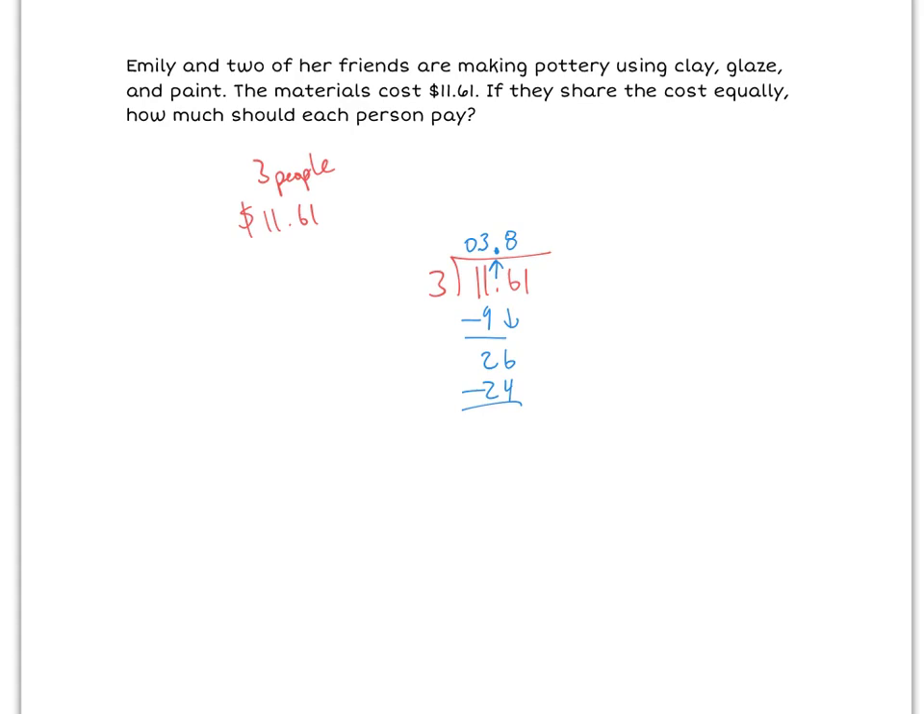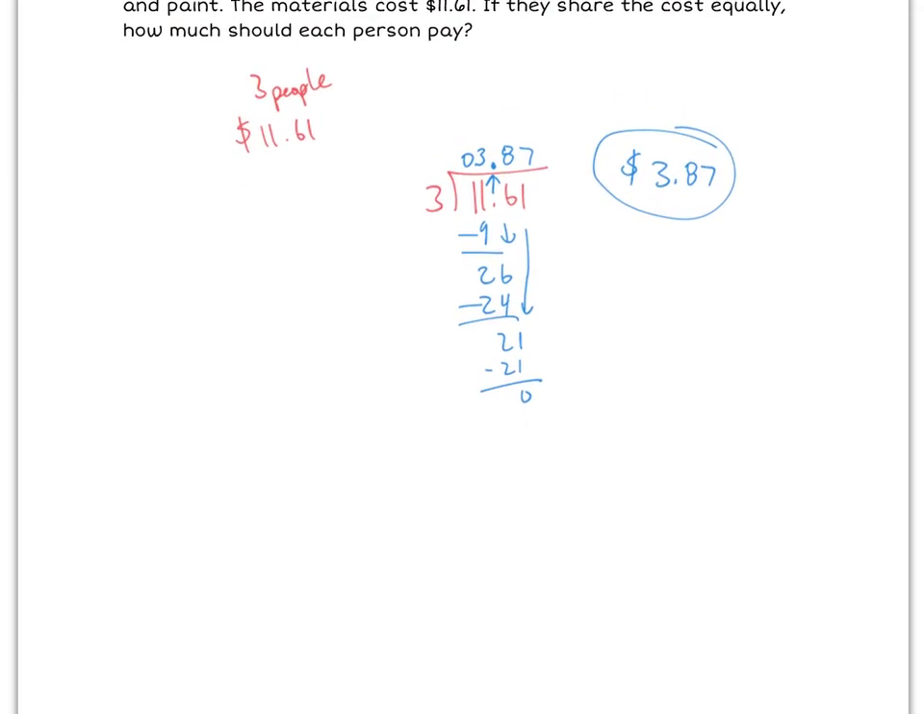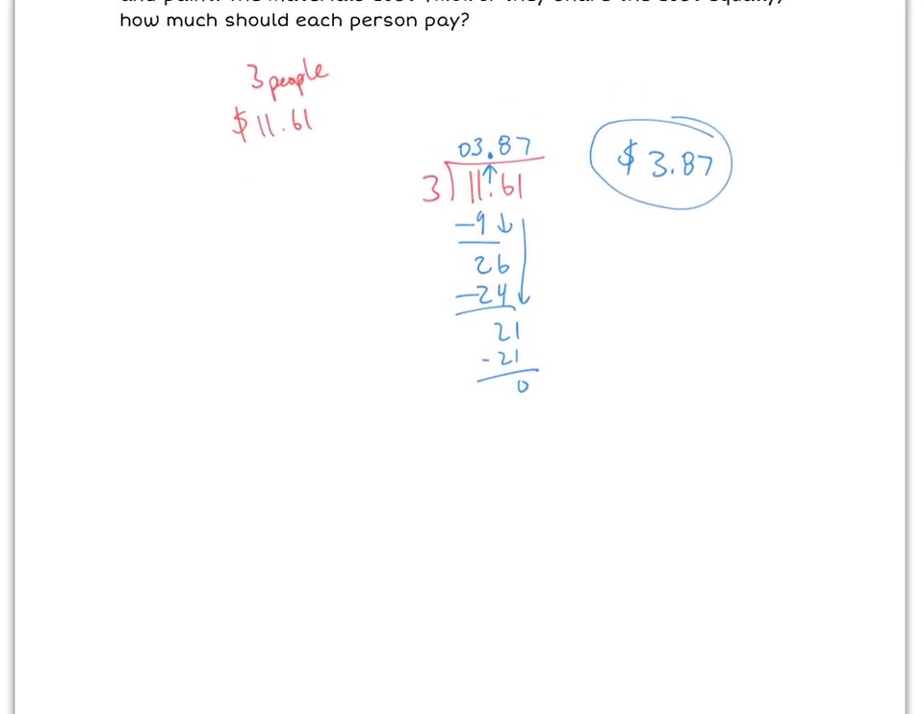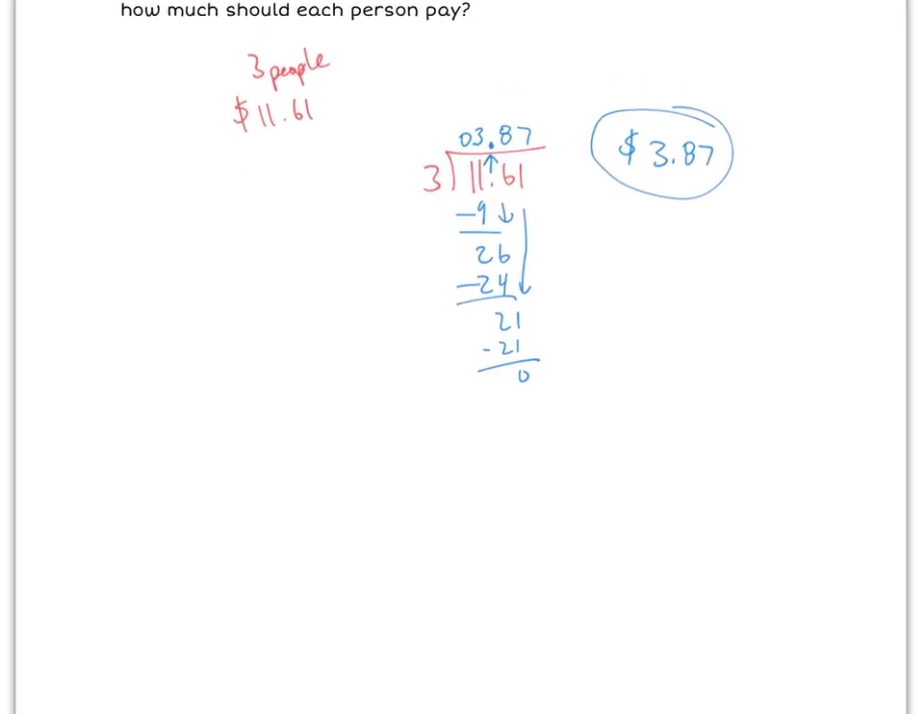9 would be 27. Does 3 fit into 21? 7 times. So we have 3.87. And we're talking money, so it'd be a good idea to put a dollar sign there. Then if you want, you can do 387 times 3 and see if you got the same answer.